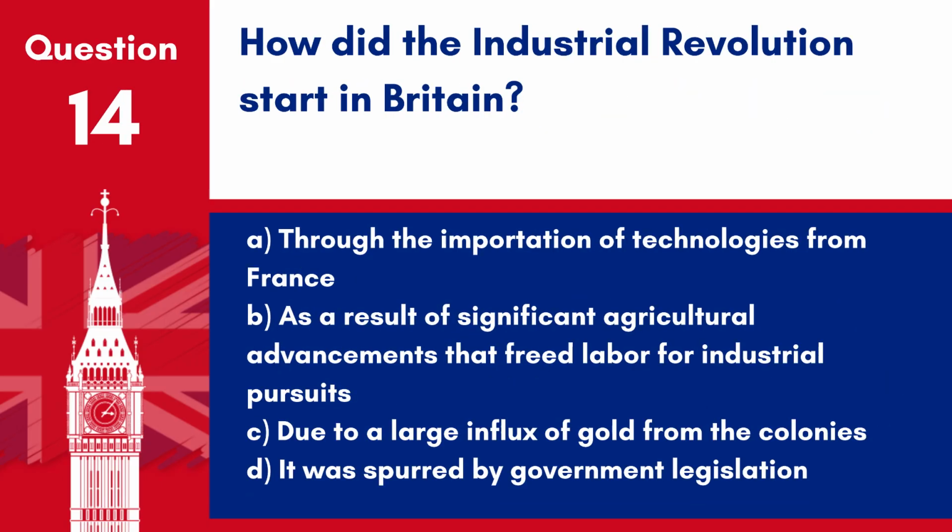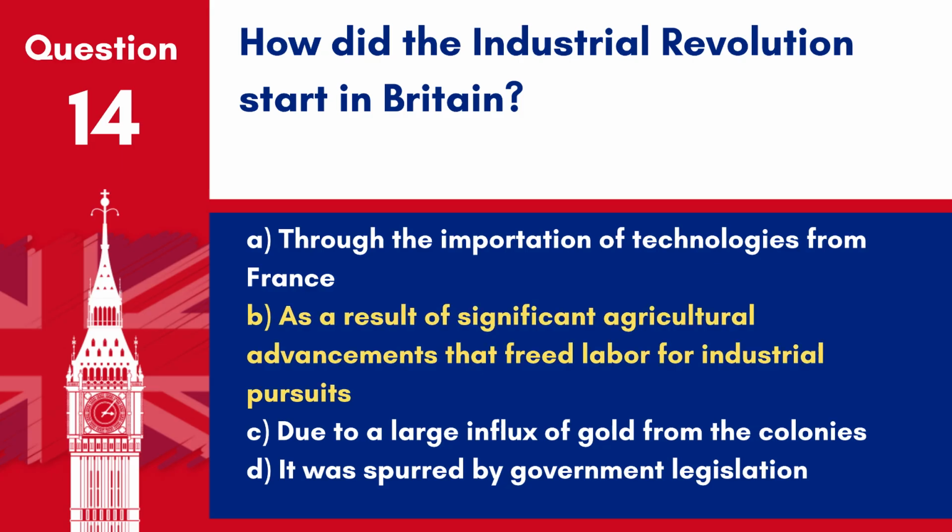Question 14. How did the Industrial Revolution start in Britain? A. Through the importation of technologies from France. B. As a result of significant agricultural advancements that freed labour for industrial pursuits. C. Due to a large influx of gold from the colonies. D. It was spurred by government legislation.